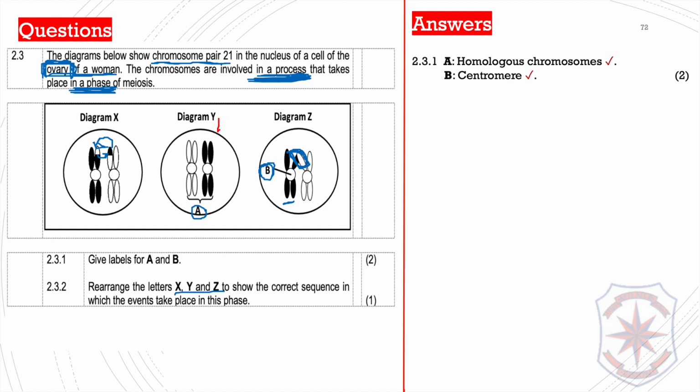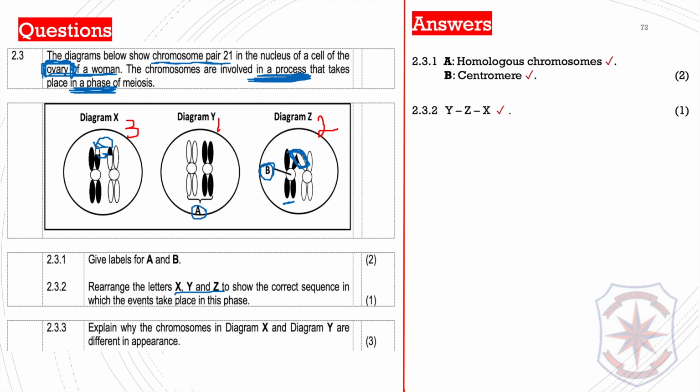And then diagram Z is during crossing over. So that would be the second diagram in the sequence, and diagram X would be the last step after crossing over has taken place. So let's see if we are correct. So our sequence is going to be Y, Z, X. Let's see, Y, Z, X for 1 mark. That is correct.